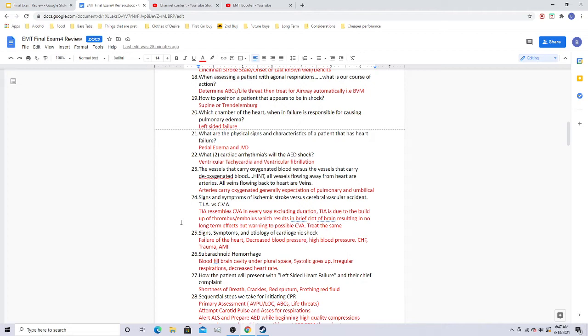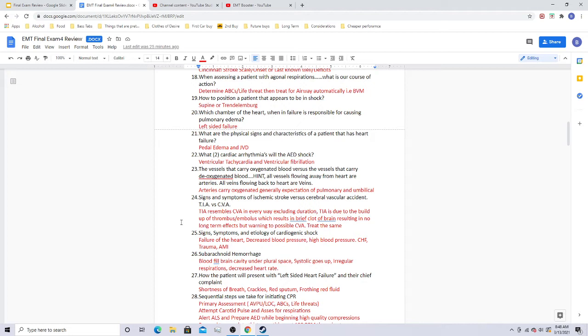So the SA node is known as your sinoatrial node, and your AV is your atrioventricular node, and then your Purkinje fibers are Purkinje fibers. So that is just a quick synopsis of the heart.